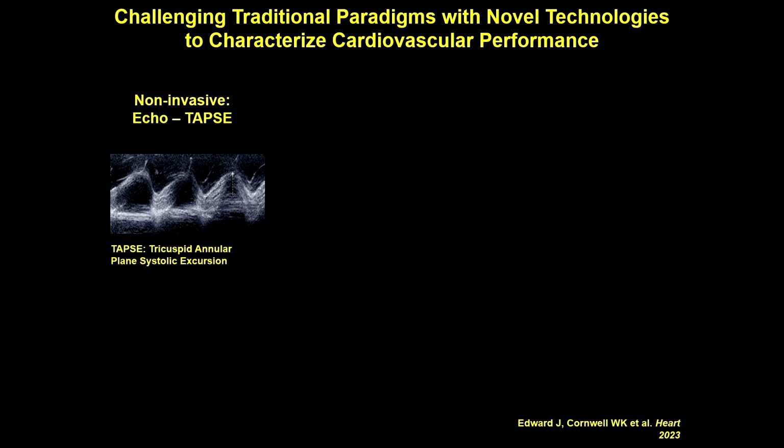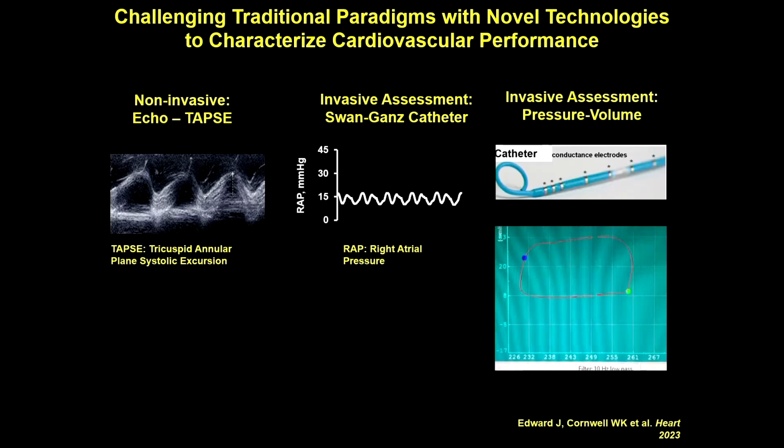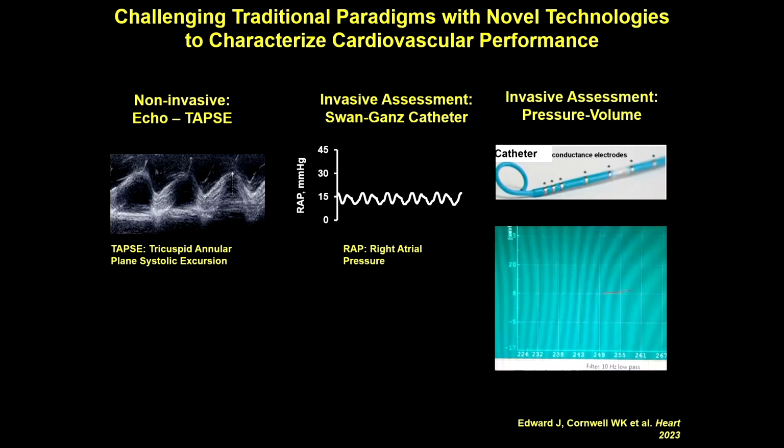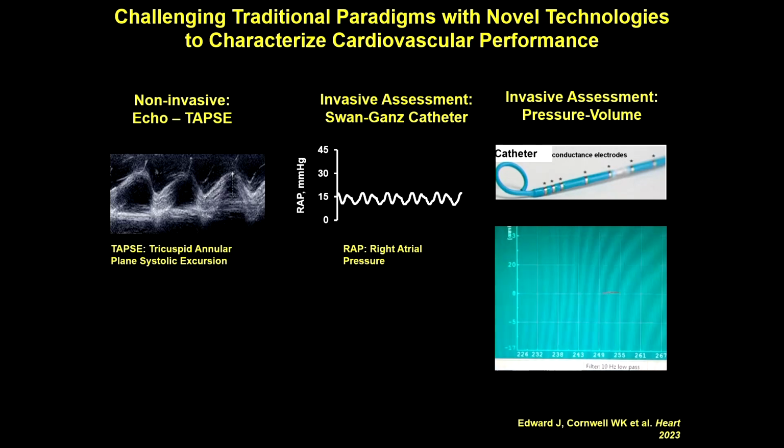We have non-invasive techniques like echo. We have our invasive assessments using a traditional Swan-Ganz catheter, which most of us are familiar with. And then we have these fun toys, which several people in the room, I see a lot of familiar faces and people on the panel up here, have become accustomed to: these conductance catheters, which provide real-time pressure volume loops.